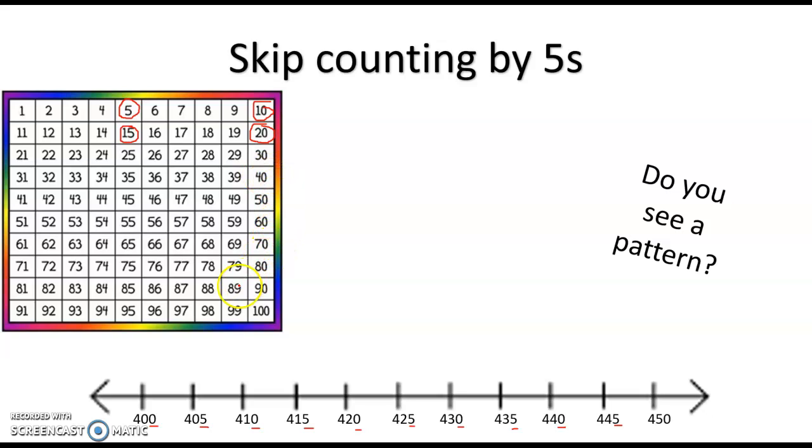Our tens place is going to go up by 1 every 2 times. So when we get to 10, our tens place is 1. 15, our tens place is 1. So now our tens place goes up. 2, 2. Then our tens place goes up again. 3, 3. 4, 4. So we want to think about those patterns as we're looking for missing numbers on a number line.